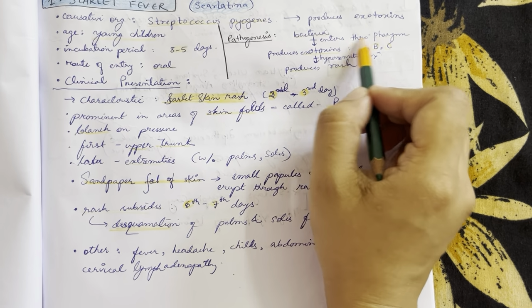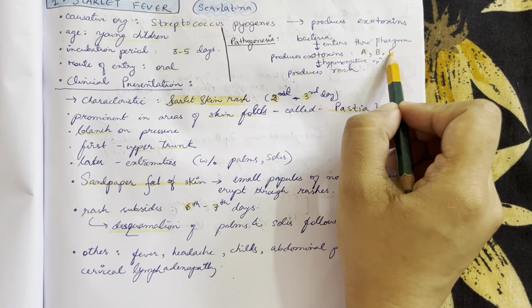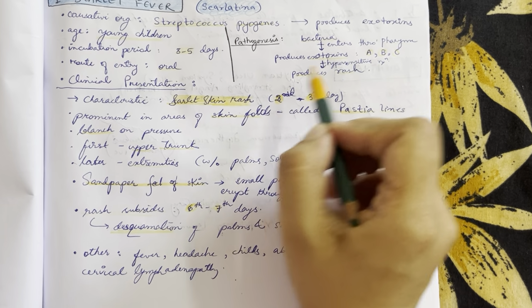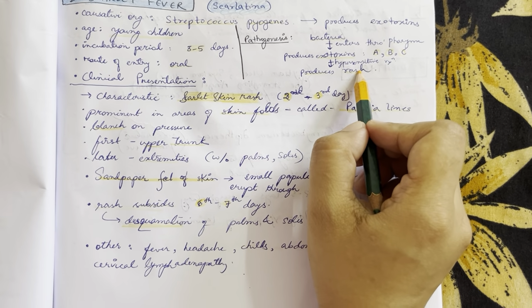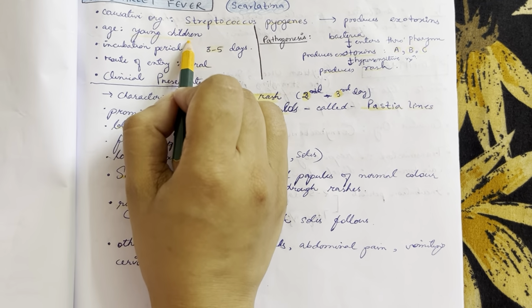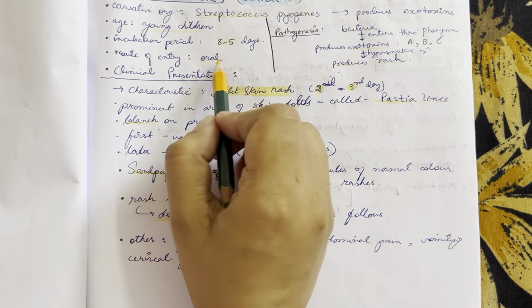The bacteria enters the pharynx and produces exotoxins such as A, B and C. These exotoxins cause a hypersensitive reaction, so it produces the rash that we will be studying. It is very common in young children and the incubation period is about 3 to 5 days. The route of entry is oral.